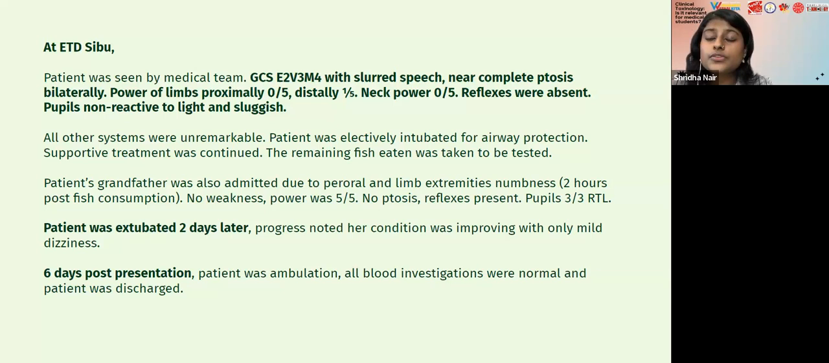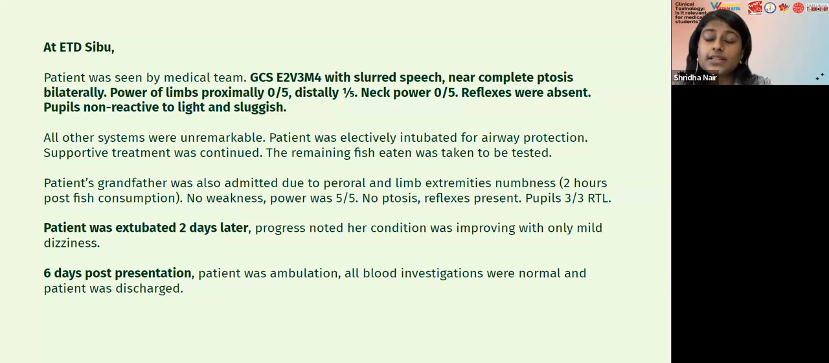The power of her limbs proximally was 0.5 and distally 1.5. Her neck power was 0.5 and her reflexes were absent. Her pupils were non-reactive to light as well as sluggish. All her other symptoms were unremarkable. The patient was electively intubated for airway protection. Supportive treatment was continued, and the remaining fish eaten was taken to be tested.